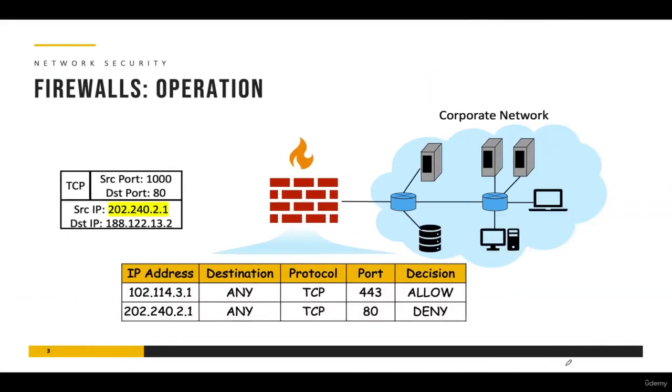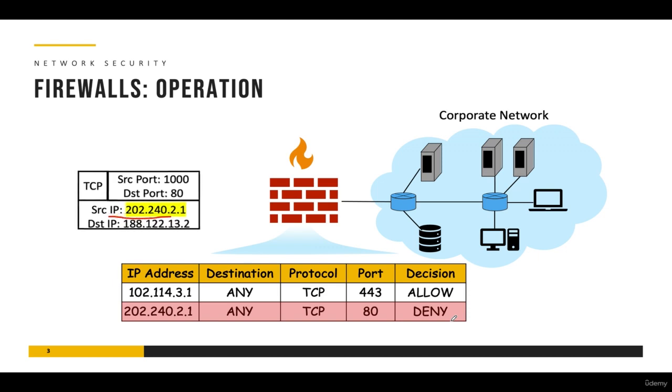Let's see how firewalls operate. Basically, every firewall has a set of rules called an access control list, which specifies which type of traffic and which type of IP addresses are allowed and which of those should be blocked. In this example, we have an outside source with the source IP address of 202.240.2.1, which wants to send some data to our corporate network. But if you notice the firewall, it says that IP address 202.240.2.1 should be blocked. So the decision is to deny traffic which is coming from this IP address.